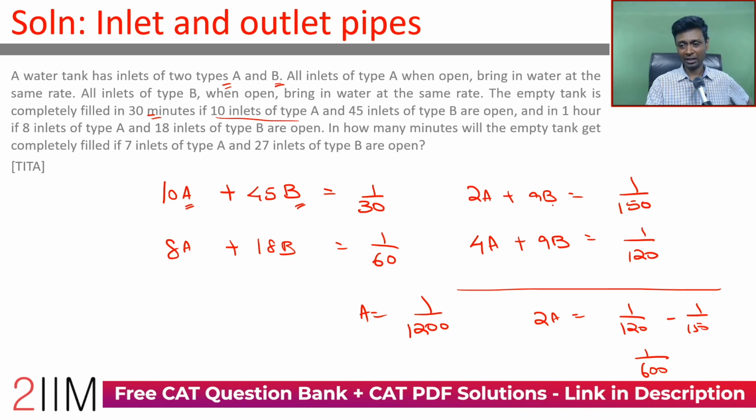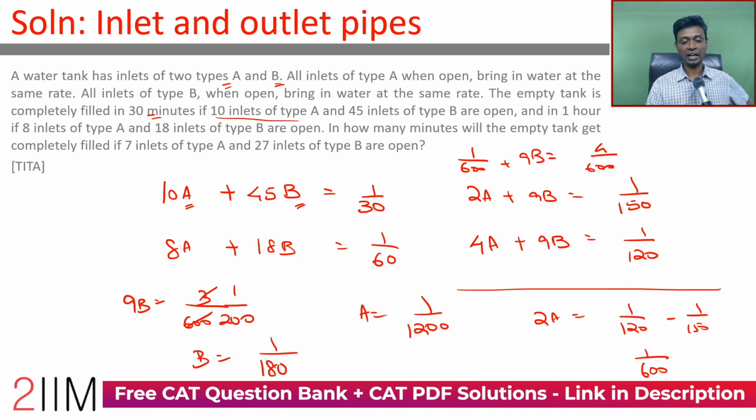2A plus 9B is 1 by 150. 1 by 600 plus 9B is 4 by 600, 1 by 150 is 4 by 600. Or 9B is 3 by 600. Or 1 by 200. Or B is 1 by 1800. We've got A, we've got B. All we have got to do is plug into this equation and then we are through.